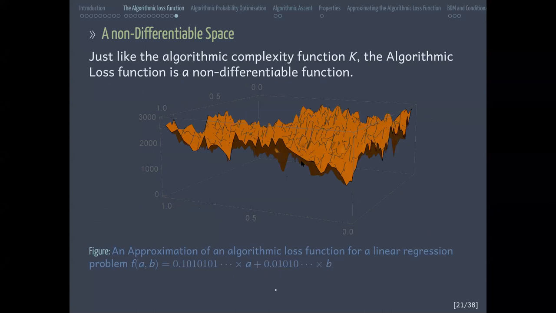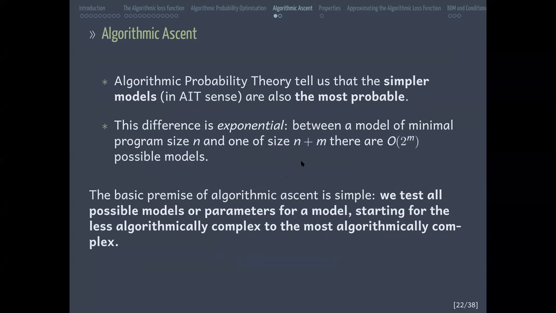For this, we have something that we call algorithmic ascent. From algorithmic probability theory, the simple models are also the most probable ones, and this difference is exponential. If we have two programs whose complexity differs by a term m, there are going to be two to the m possible models between them. So the distance between these two objects is going to be exponential. So the basic premise of algorithmic ascent is simple. We're just going to test all possible models or parameters for our model, starting from the least algorithmically complex one to the most algorithmically complex one.